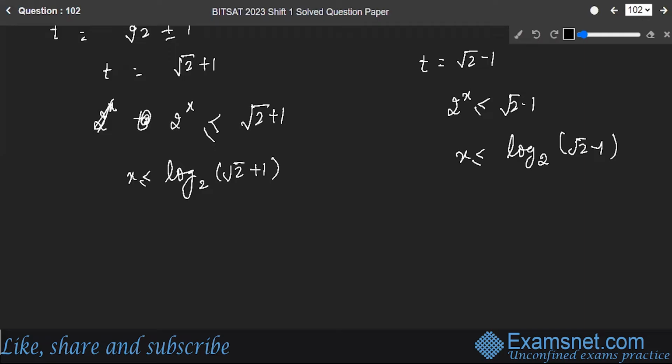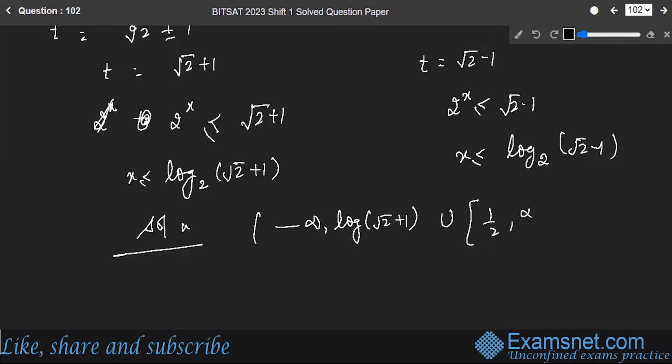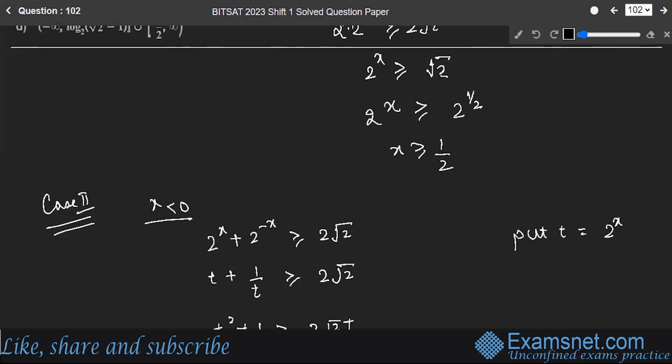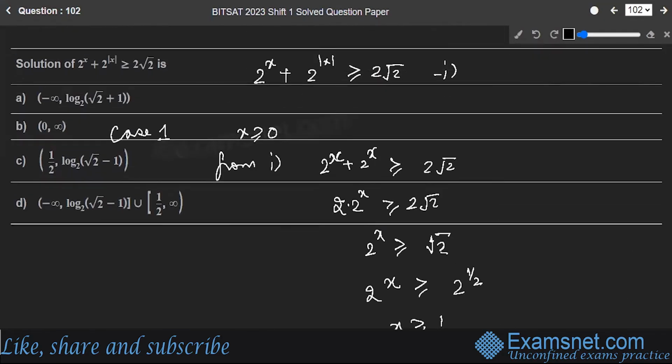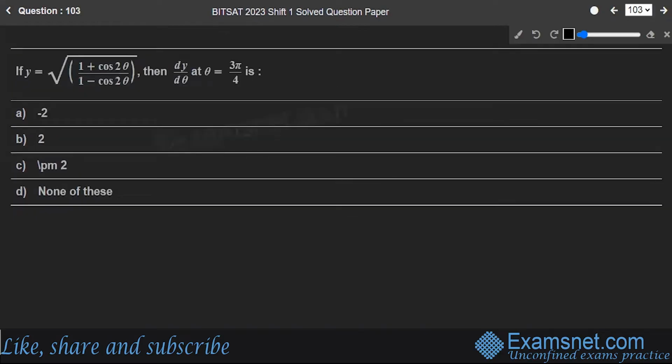Right. So now the solution is minus infinity to log of root 2 plus 1 union 1 by 2 to infinity, because I have to include this 1 by 2 as well. And the second one is minus infinity to log to the base 2 of root 2 minus 1 union half to infinity. So out of these two, this is the right answer. Option D is the correct answer. Hope you understood that. Next is question number 103.